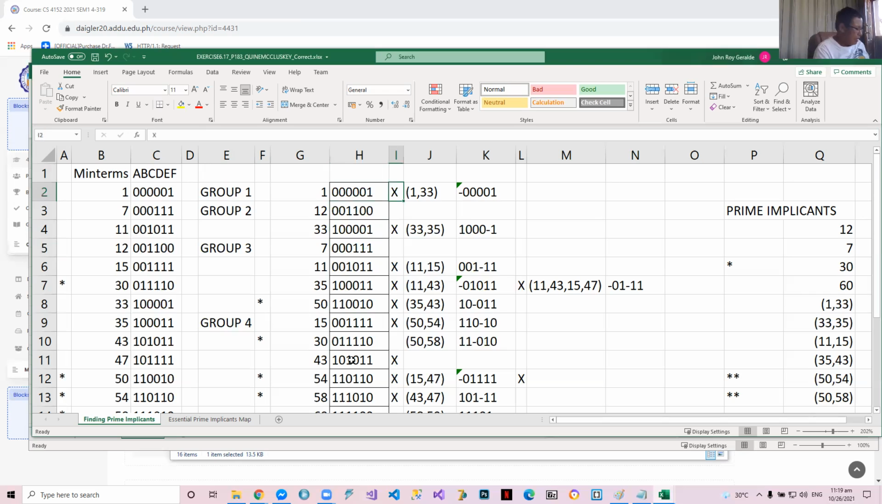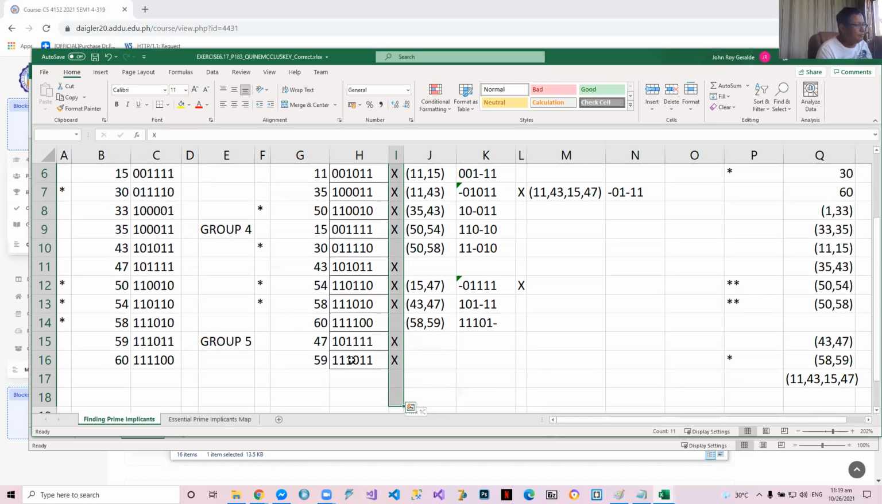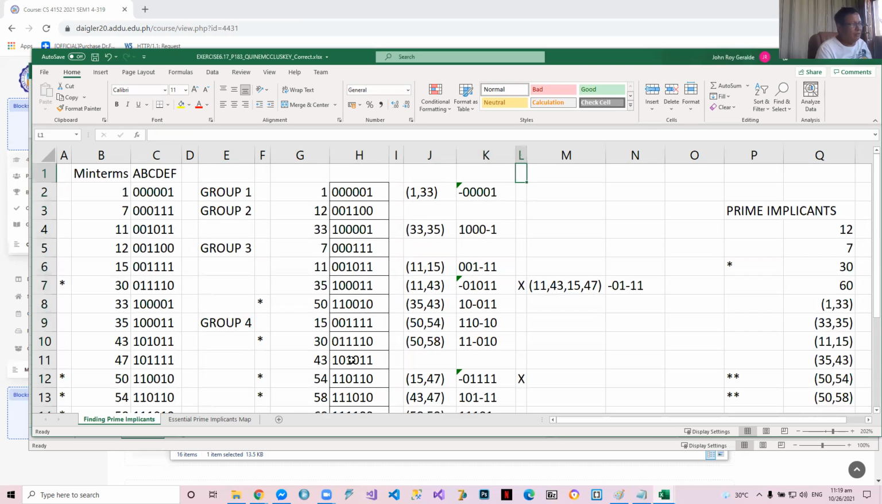Let's take this out, no? And strike it out. Strike out those that have been covered, okay? So 1 and 12 cannot be matched, so we compare 1 and 33. They differ in the first position. And in the position where they differ, we just mark it with a dash, which means that the variable in that position can be eliminated. Do you follow?